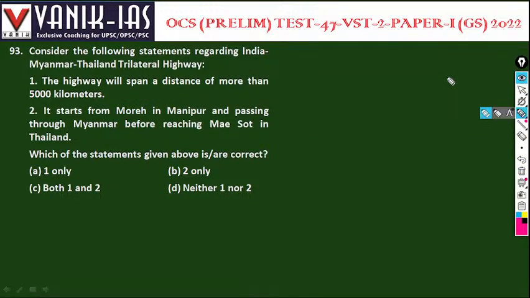Next is the India Myanmar Thailand trilateral highway. Following statements regarding the trilateral highway: The highway will span a distance of more than 5,000 kilometers. 5,000 is very long. It starts from Moreh in Manipur and passes through Myanmar, reaching the border of Thailand. It's a short distance. It cannot be 5,000 kilometers. So the second statement is right. So 2 is the right answer.